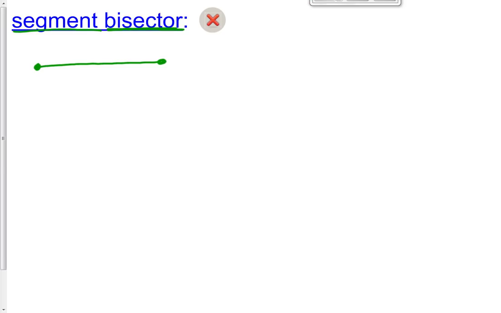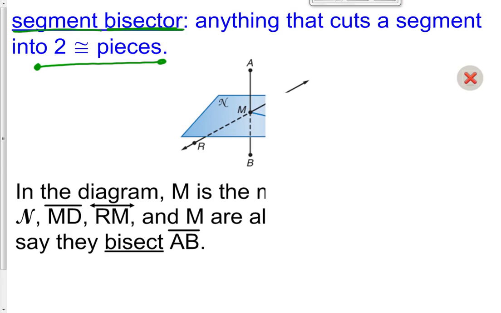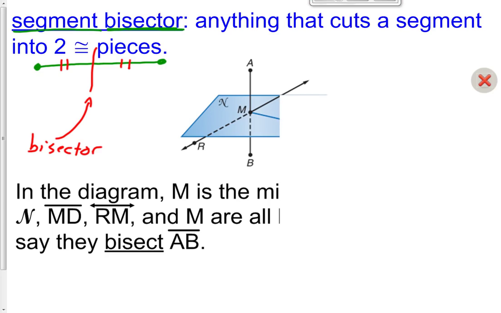If you've thought of the word, like in science before, the word dissect, when you dissect a certain animal or whatever it is, dissect means to cut. Or sect itself means to cut. S-E-C-T means to cut. Bi means the word two. If you think of bicycle, other words that have bi in it, it means two. So bisect means to cut into two pieces, and two congruent pieces would be a better term in geometry. So a segment bisector is anything that cuts a segment into two congruent pieces. So if I were to take this segment I drew and cut it right there, this piece is congruent to this piece. And so I would say this red line right here is a bisector, a segment bisector.